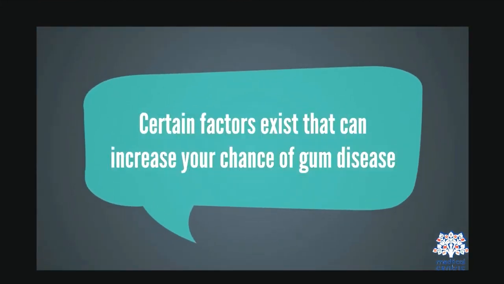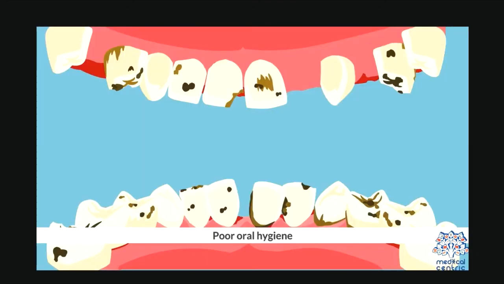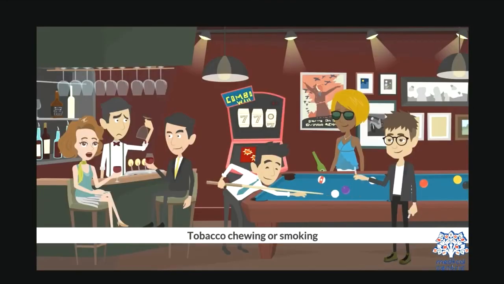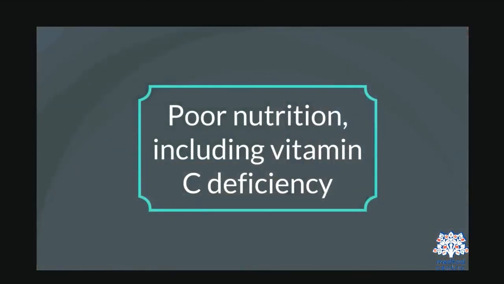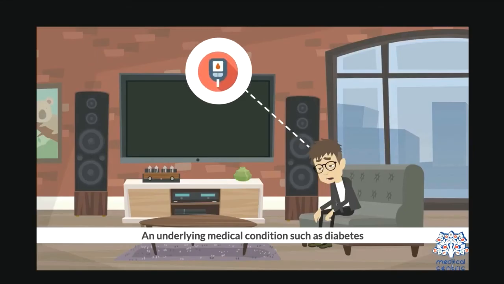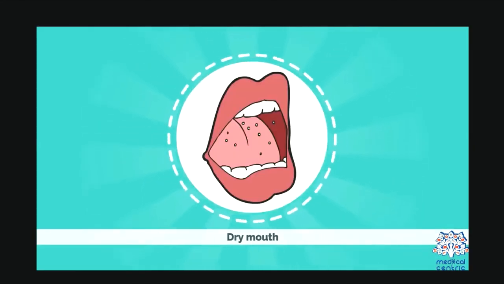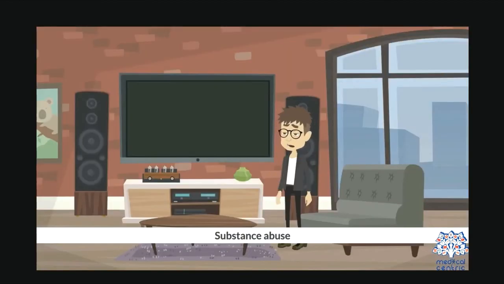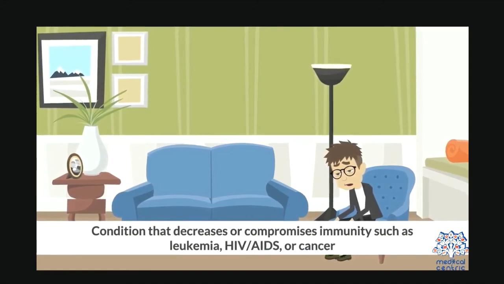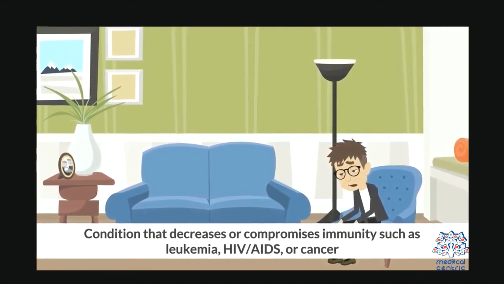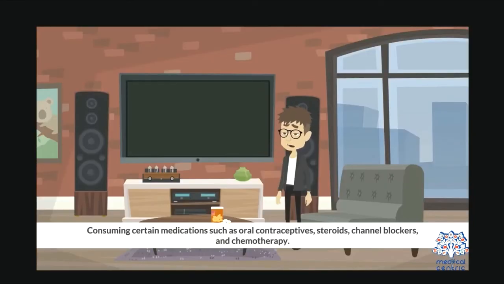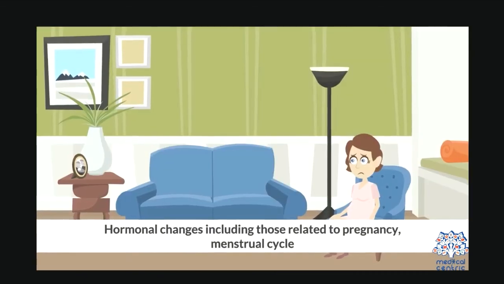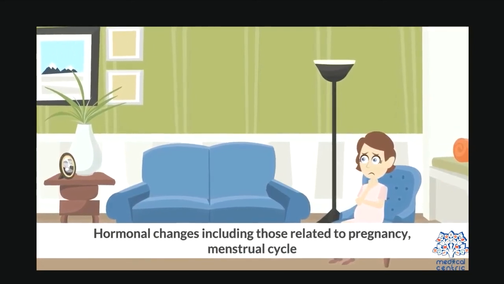Certain factors exist that can increase your chance of gum disease. Poor oral hygiene, old age, tobacco chewing or smoking, obesity, poor nutrition, including vitamin C deficiency, an underlying medical condition such as diabetes, dry mouth, genetics, substance abuse, a condition that decreases or compromises immunity, such as leukemia, HIV/AIDS, or cancer. Consuming certain medications such as oral contraceptives, steroids, channel blockers, and chemotherapy. Hormonal changes, including those related to pregnancy and the menstrual cycle.